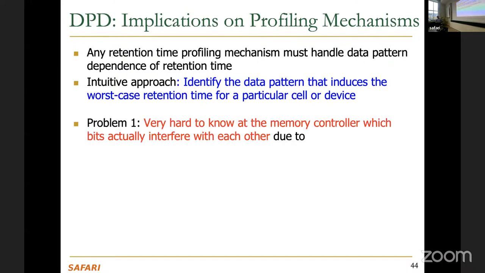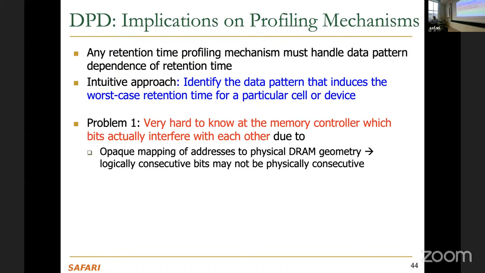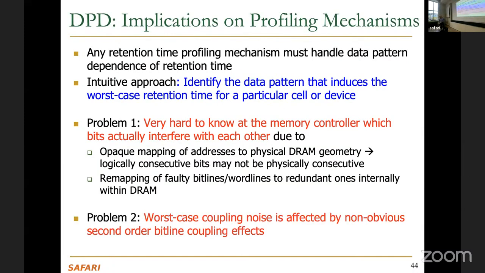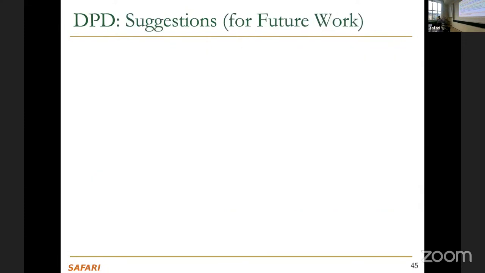One, it's very hard to know at the memory controller which bits actually interfere with each other due to the opaque mapping of addresses that I mentioned earlier. Logically consecutive bits may not be physically consecutive. And remapping of faulty bit lines and word lines to redundant ones internally within the DRAM exacerbates this problem. The second problem is that worst case coupling noise is affected by non-obvious second order bit line coupling effects that are very hard to reason about easily.